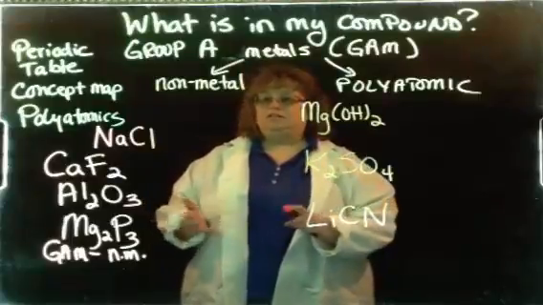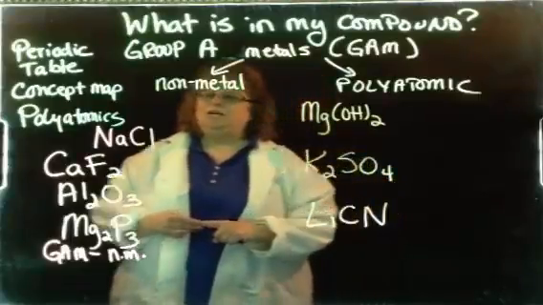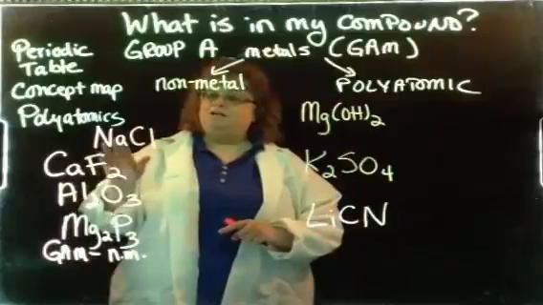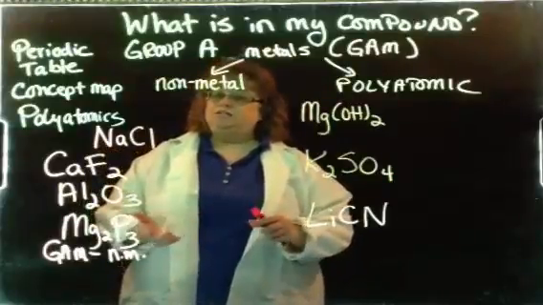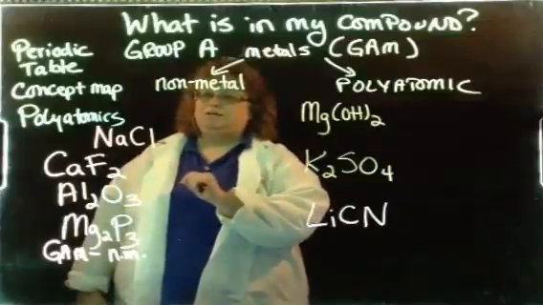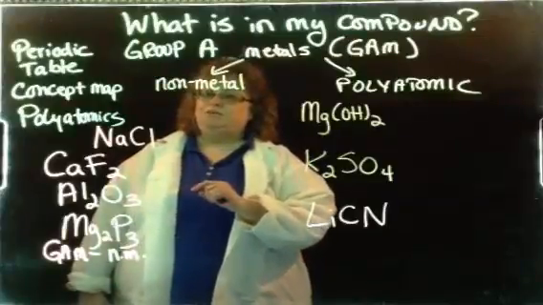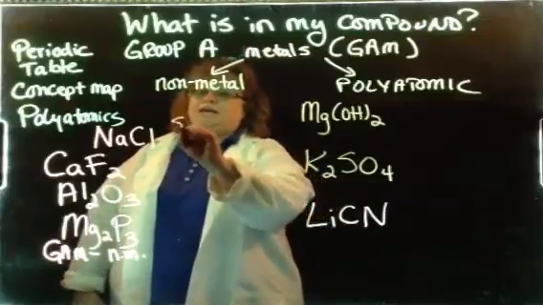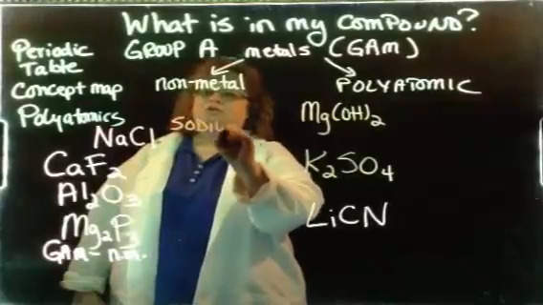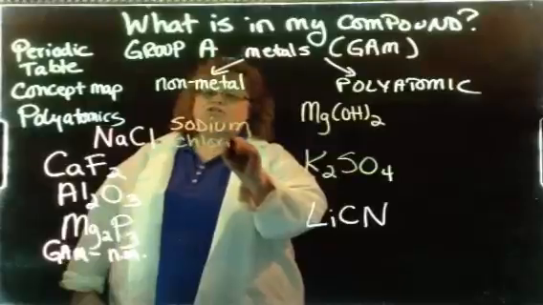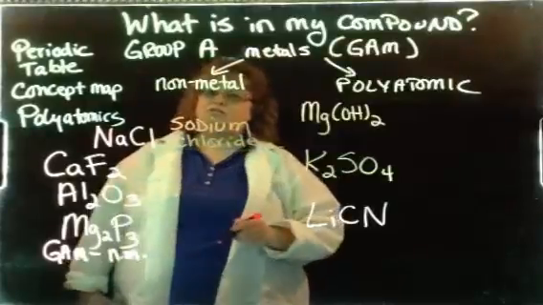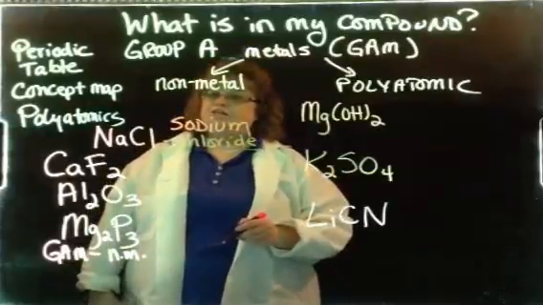So let's take a look at these examples I have on the board. When I come to this first compound, I notice that it's a group A metal attached to a nonmetal. On your concept map, it says name the metal, and then name the nonmetal with an "ide." So Na, name the metal, is sodium, and then name the nonmetal with an "ide." So I'm going to change the ending of chlorine to chloride. Okay? Let's go to the next one.